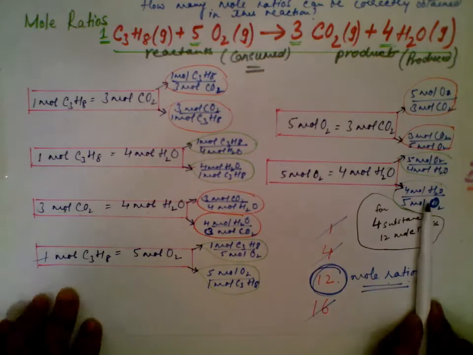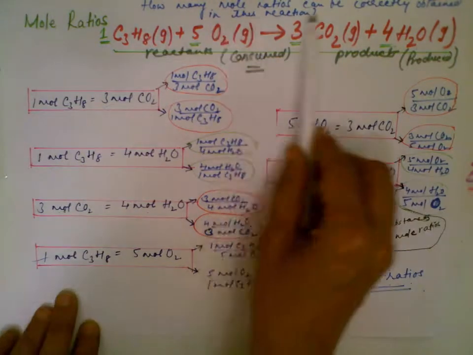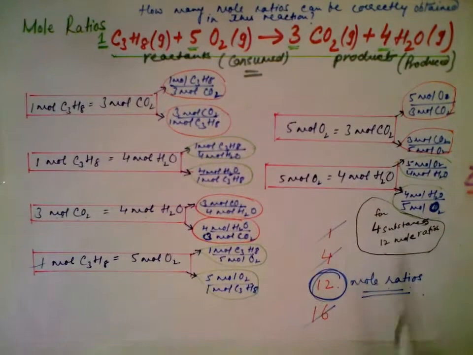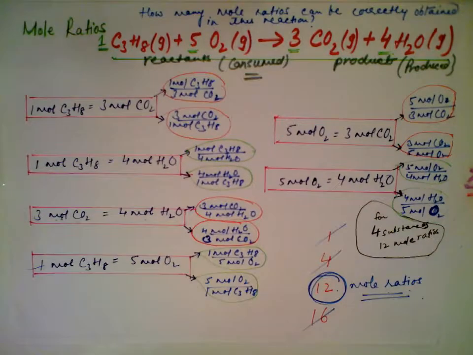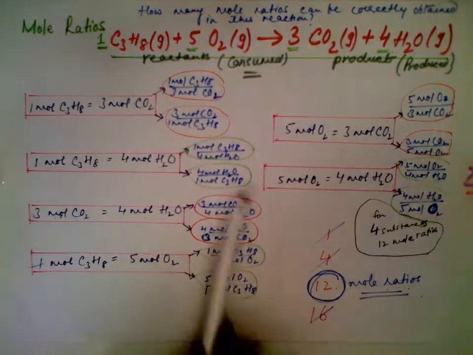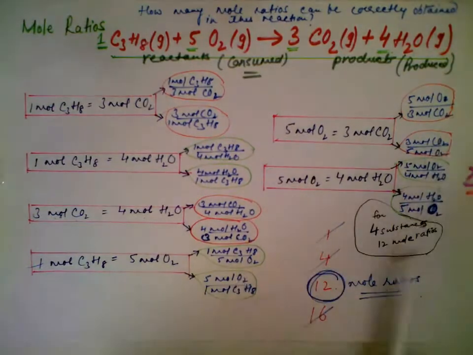So what's happening here? My question was, how many mole ratios can be correctly obtained in this reaction? I gave you choices 1, 4, 12 or 16. When you count these, the answer is going to be 12. 1, 2, 3, 4, 5, 6, 7, 8, 9, 10, 11, 12.